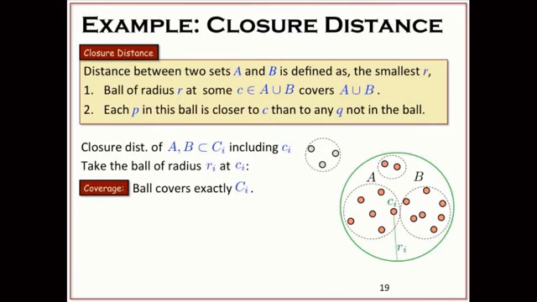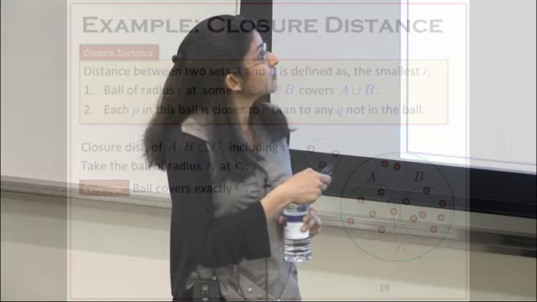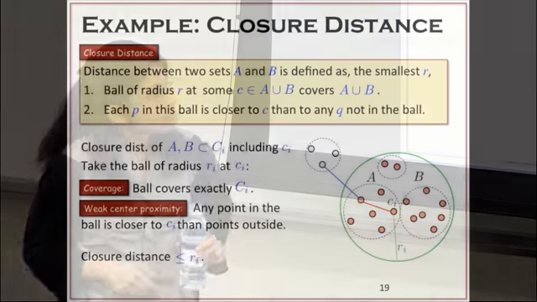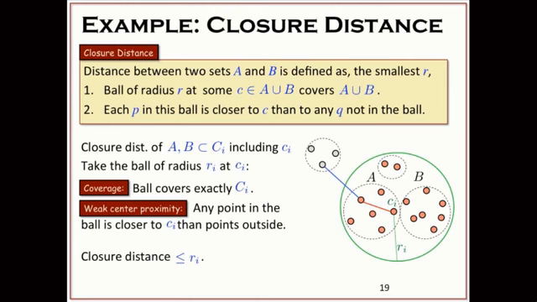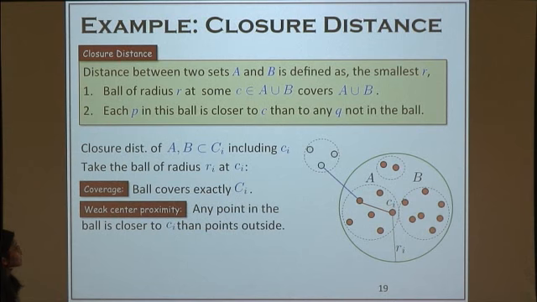It has the first property because, by the coverage property, if I draw a ball of radius Ri, I capture exactly the cluster. So that's good. It has the first property. For the second property, let's assume that it doesn't have it. Actually, by the weak center proximity, by definition, you have to be closer to your own center, which happens to be the center of the optimal cluster, than to any points outside of your cluster. This is exactly what weak center proximity says. So if you have two subsets of the same cluster, and you make sure that Ci is in one of them, the closure distance of the two is at most Ri.